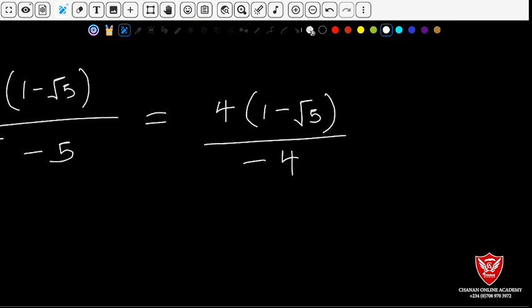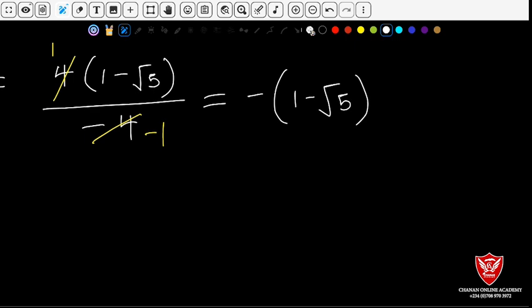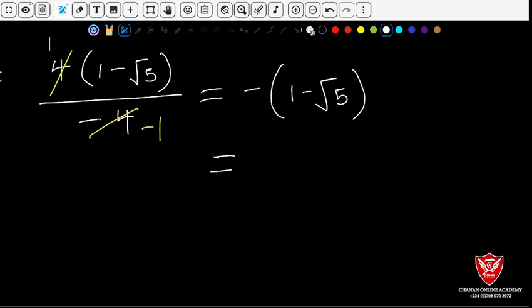All right, so we can cancel out 4 into 4, 1, 4 into minus 4, minus 1, and therefore our answer is going to be minus 1 minus root 5, and this can further be simplified. If you open the bracket, you're going to have minus 1 plus root 5, which we can then arrange to be root 5 minus 1.